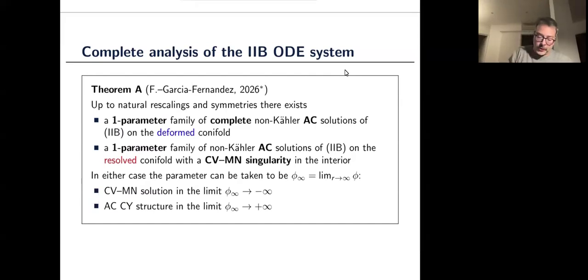And then for the resolved conifold, instead, there are no parameters in the choice of complex volume form, but there's instead a Kähler parameter, plus the choice of torsion class, plus the expectation value for the dilaton. But then again, we remove two degrees of freedom by scaling and by shifting the dilaton by a constant.